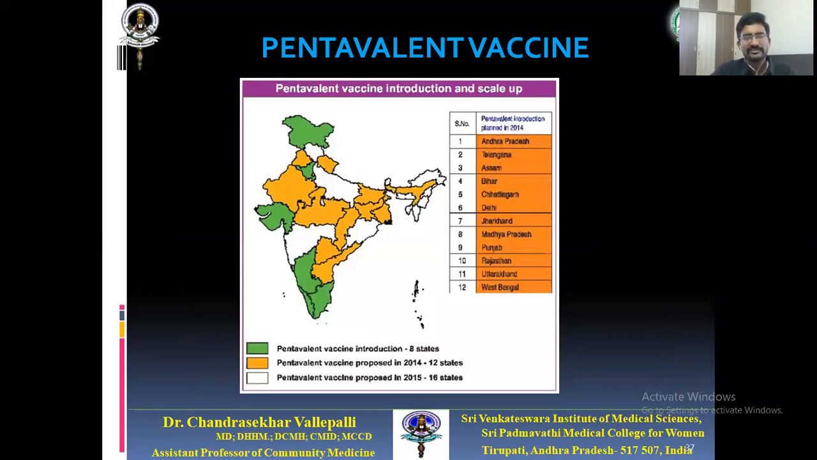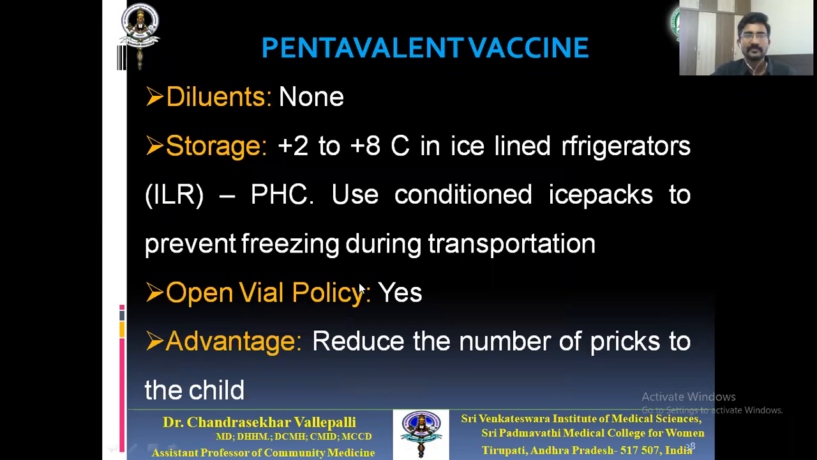So these are the different states. Pentavalent introduction in the 8 states, which you are seeing in the green color: Karnataka, Tamil Nadu, Kerala, Gujarat, Jammu and Kashmir. The pentavalent vaccine was again proposed in 2014 in 12 states, including our Telugu states, Telangana and Andhra Pradesh. Then the remaining states started in 2015, shown in the white color. Okay, so what are the different diluents? Do we use diluents? Like oral polio, we do not use any diluents. Again, storage is the same as DPT.